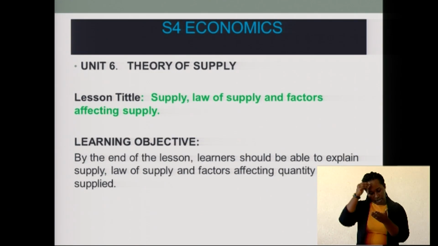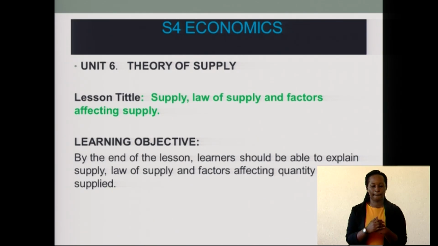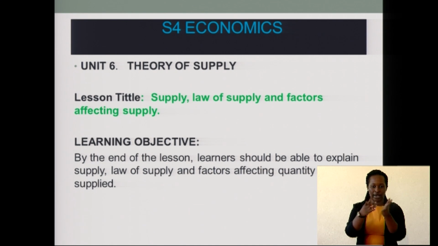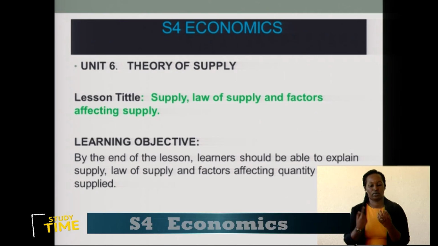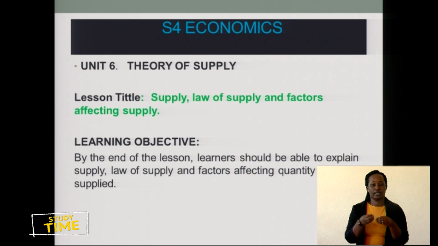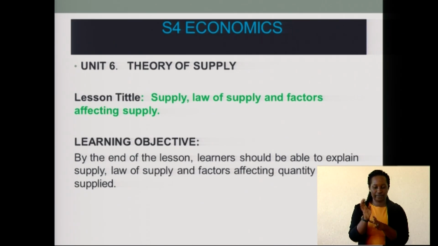So our today's lesson is supply, the law of supply, and factors determining the supply of a commodity. In the previous unit, which was the theory of demand, we saw many things: factors that determine quantity demanded of a commodity, the law of demand, the demand curve, linear and non-linear demand curves, the individual demand schedule, and the market schedule.